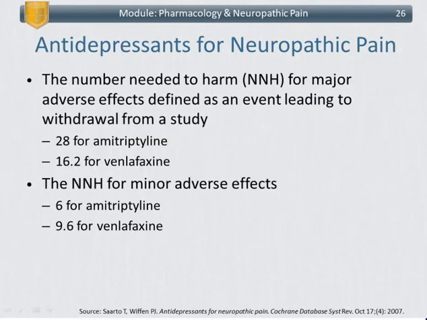What about the number needed to harm? So that's sort of the opposite of number needed to treat. So for a major adverse effect leading to withdrawal from use of the drug in the study was 28. So you want a high number here as opposed to a low number for number needed to treat. 28 for amitriptyline, 16.2 for venlafaxine. I was surprised by this. Generally, we think of venlafaxine as being better tolerated than amitriptyline. For minor effects, 6 for amitriptyline and almost 10 for venlafaxine.